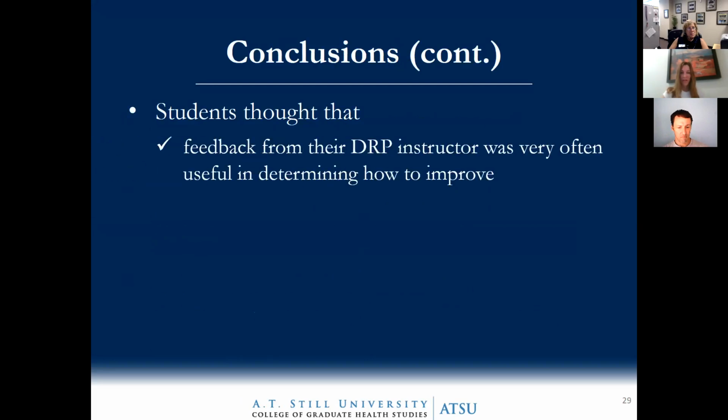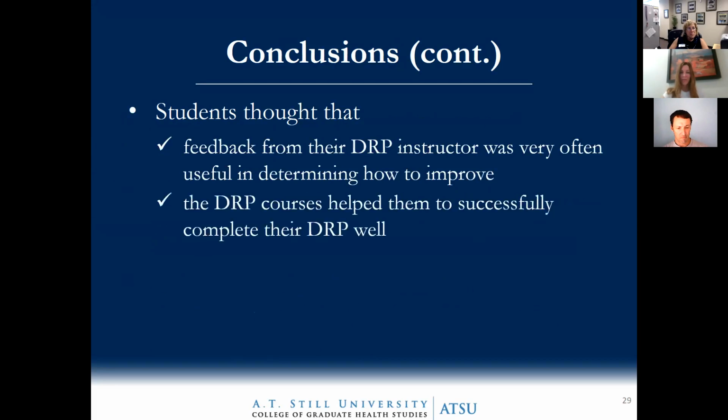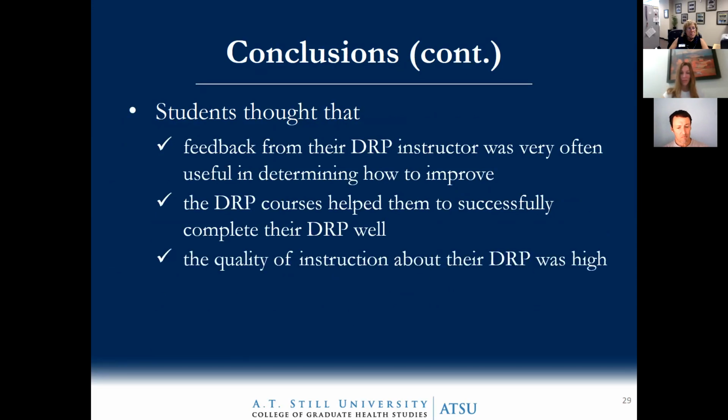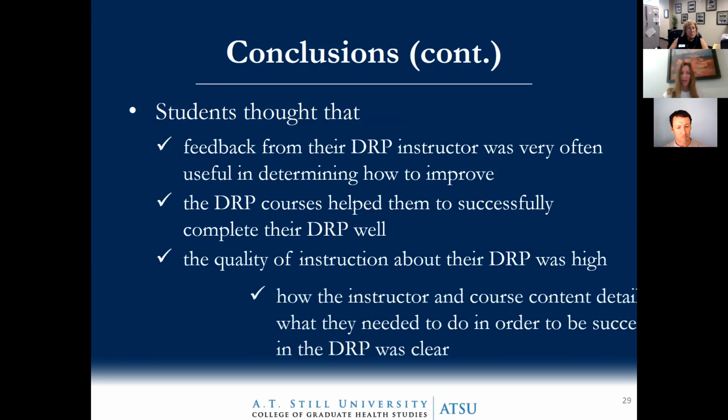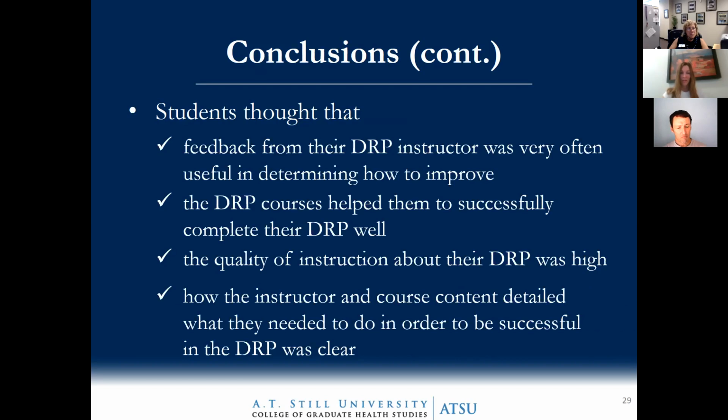Students thought that feedback from their DRP instructor was very often useful in determining how to improve. The DRP courses did help them to successfully complete their DRP well. The quality of instruction about their DRP was high. How the instructor and course content detailed what they needed to do in order to be successful in the DRP was clear. And so the fact that most of the usefulness of the curriculum and instruction constructs were ranked highly by students supports the use of the Ewing model as a model for success.